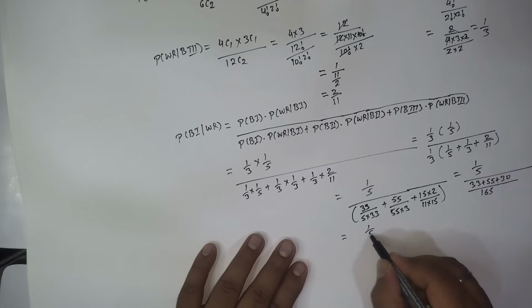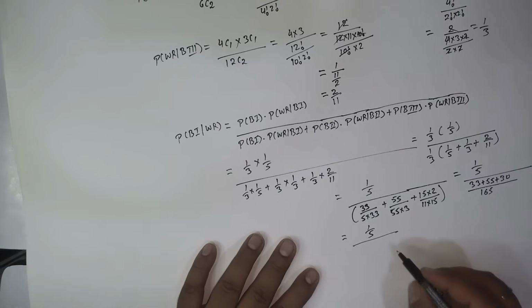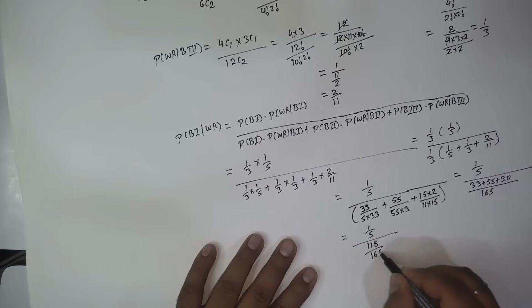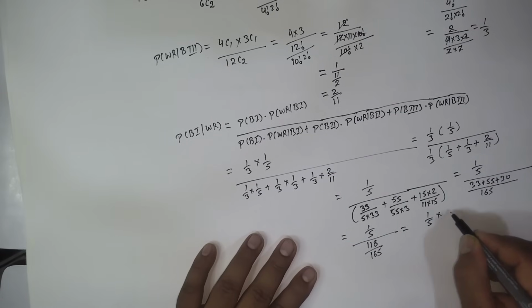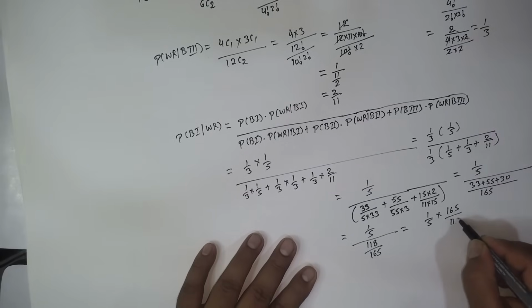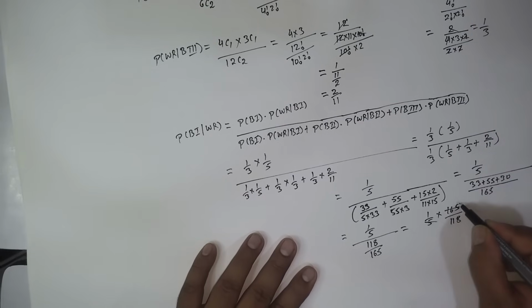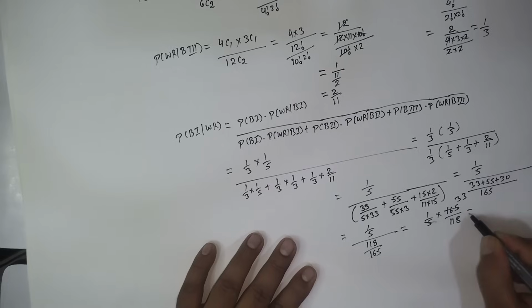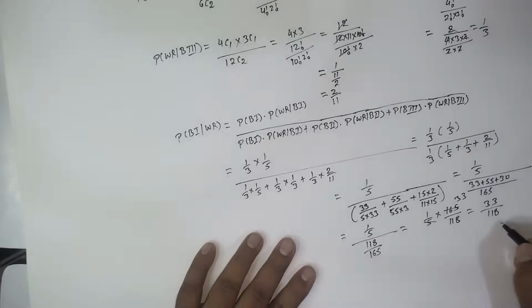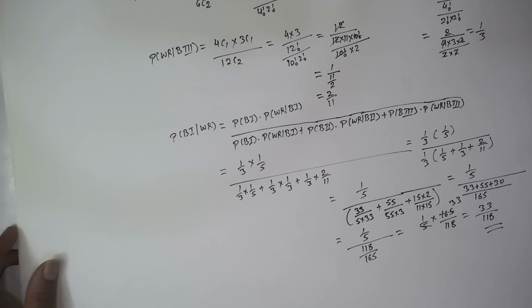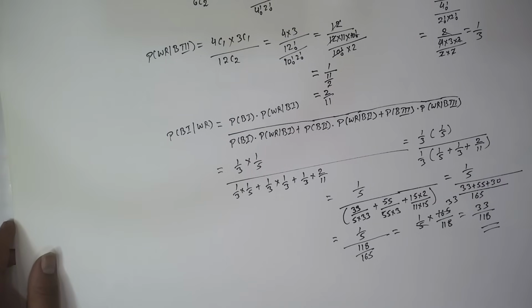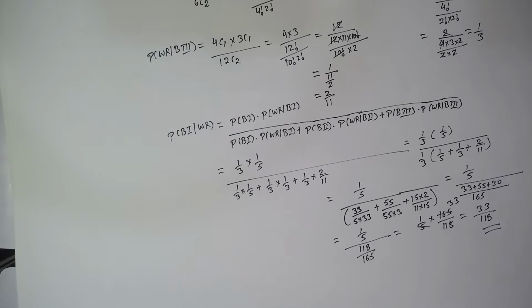So 1 by 5 divided by 118 divided by 165, which is equivalent to 1 by 5 into 165 divided by 118. So the answer is 33 by 118. So the probability of bag 1 given white and red will be 33 by 118. Similarly, we can calculate the probability of bag 2 given white and red and bag 3 given white and red. Thank you.